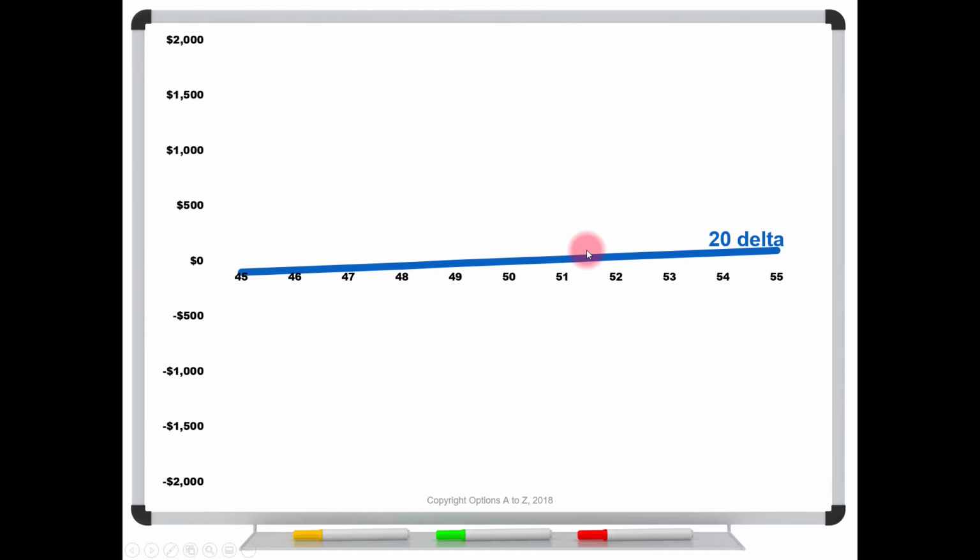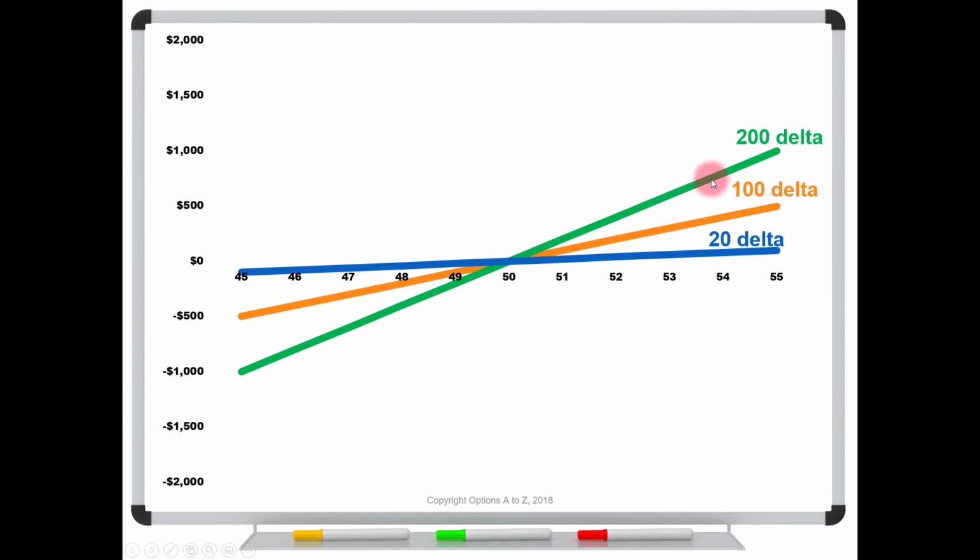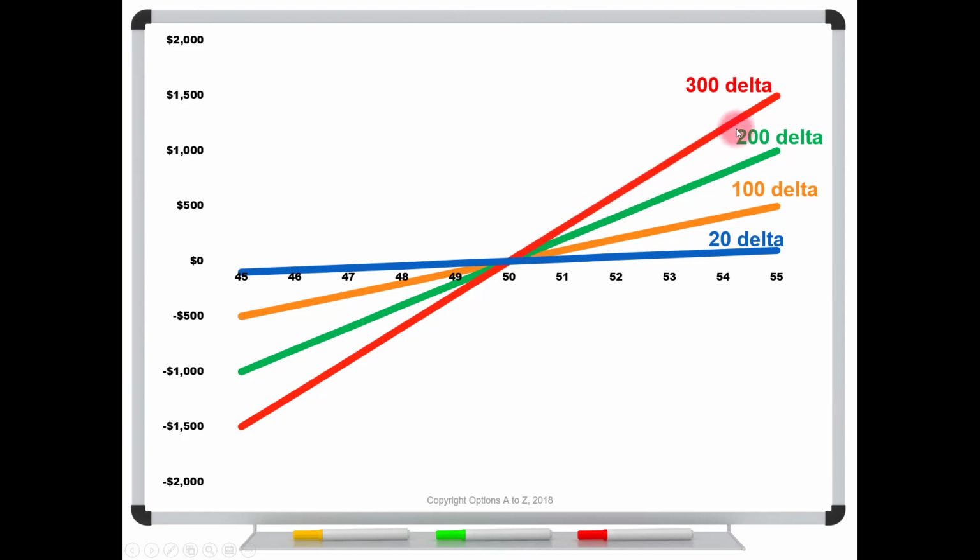But if we buy 100 shares, which we just saw, now that line gets a little more peaked. If we buy 200 shares, it gets even steeper. Buy 300 shares, it gets even steeper. So this is another important concept. As you increase the number of deltas, your profit and loss diagram starts to get more peaked. And that's why we're seeing it move from a very flat position down here in blue to a very steep position up here in red.